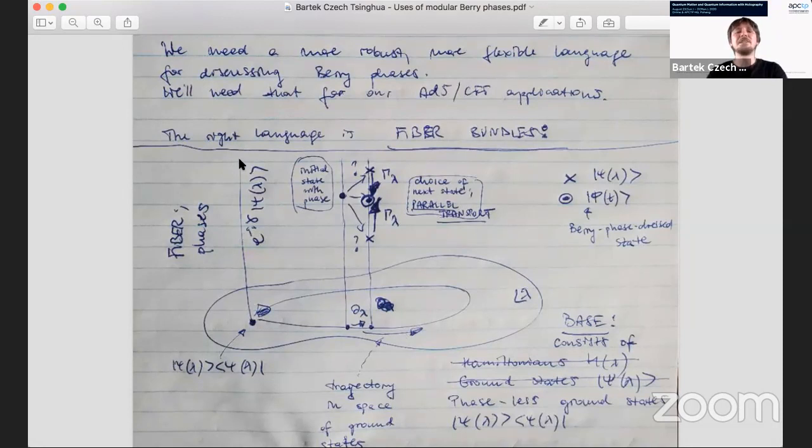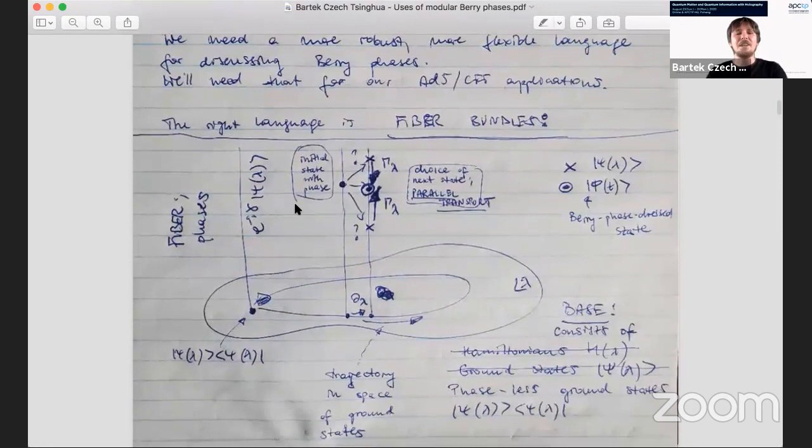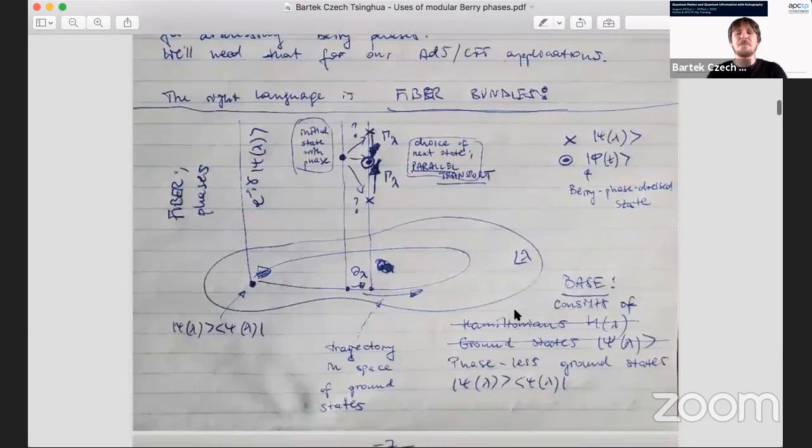But then there are also the fibers. What are the fibers? The fibers are the things that are arbitrary in our description of the state. So in particular for Berry phases, I want the fibers to be U(1)s. I want them to be the different phases that the state may have for a given choice of a Hamiltonian. So fibers will be phases, and then the base is going to consist of those things which are physically distinct about different choices of Hamiltonians.